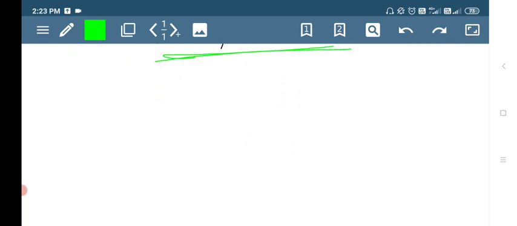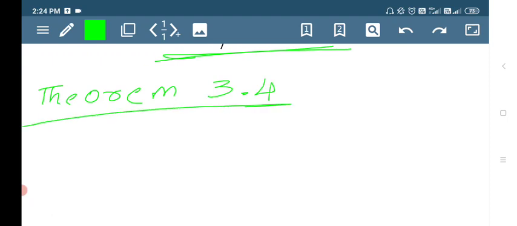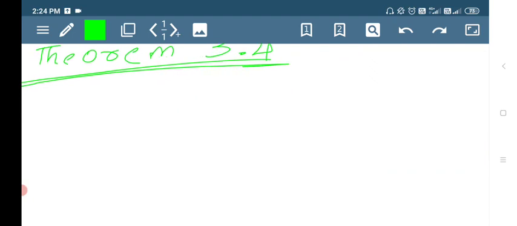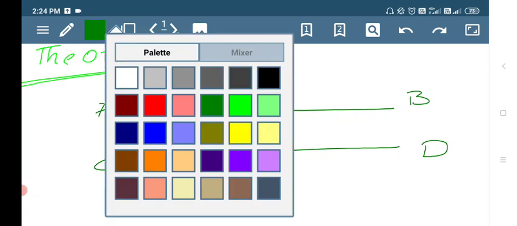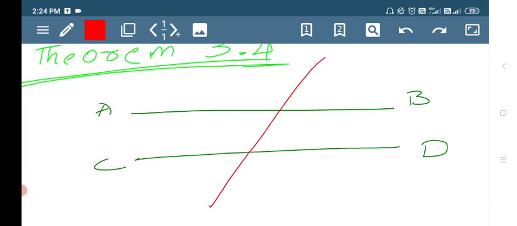Now let us go for theorem 3.4. If a transversal intersects two parallel lines, the lines AB and CD are already parallel, and PQ is a transversal, then each pair of interior angles on the same side of the transversal is supplementary.